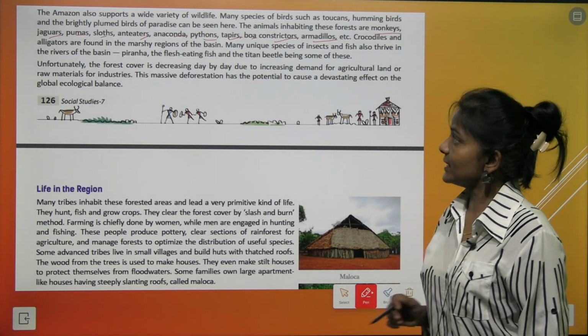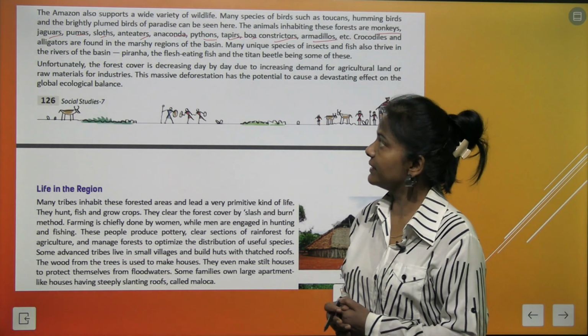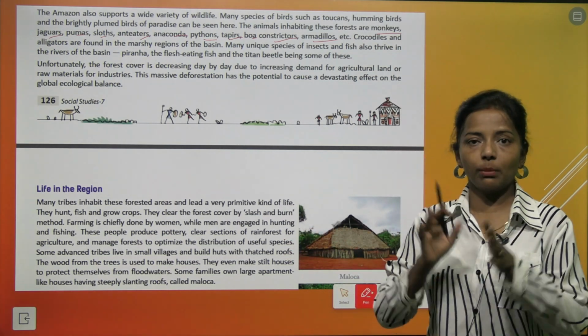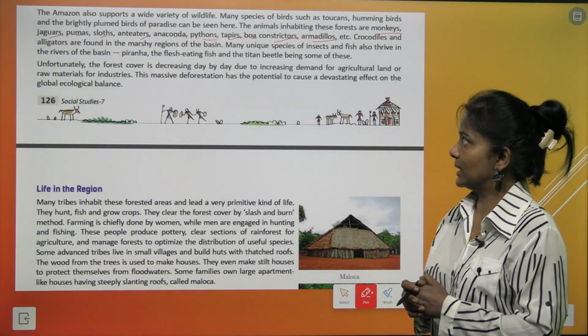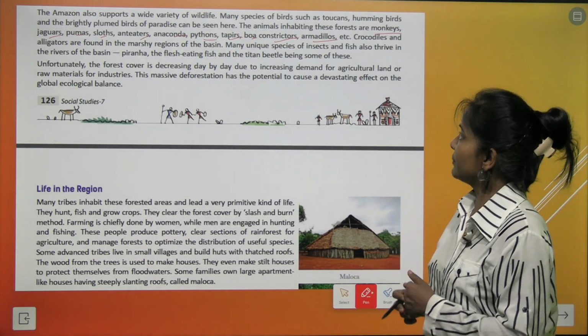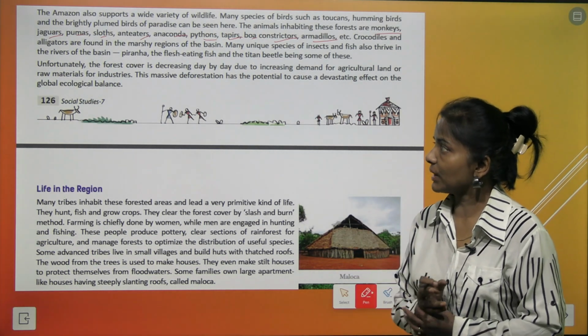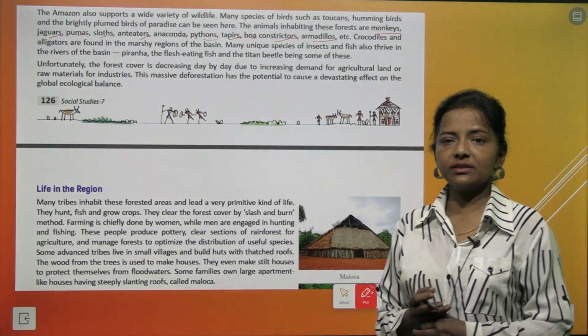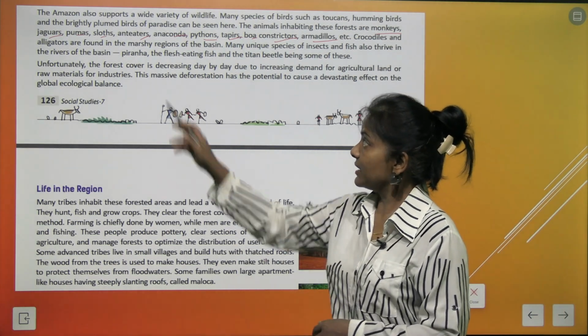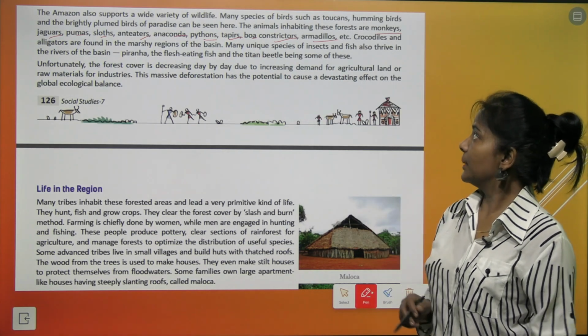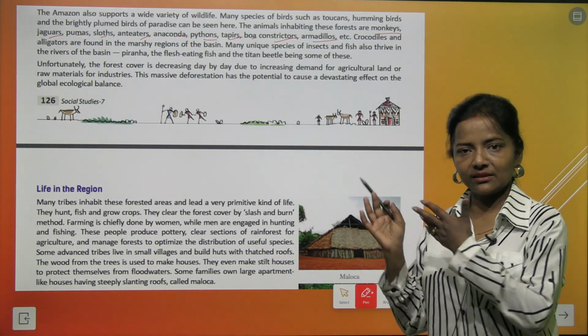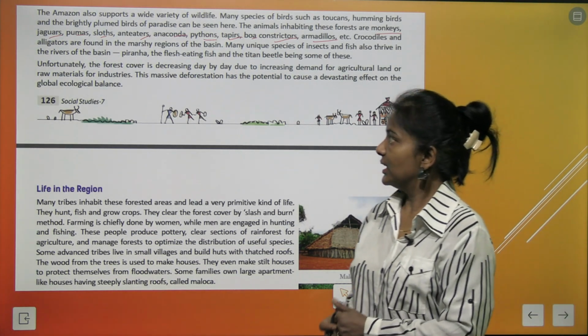The crocodiles and alligators are found in the marshy regions of the basin. जो marshy regions होते हैं basin के, वहाँ पे crocodiles और alligators हैं. Many unique species of insects and fish also thrive in the rivers of the basin. Piranha, the flesh-eating fish, and the Titan beetle being some of these. These are some of the fishes which are found.